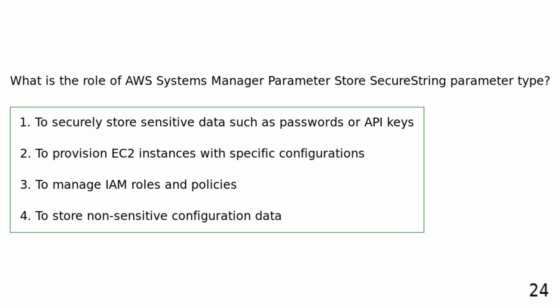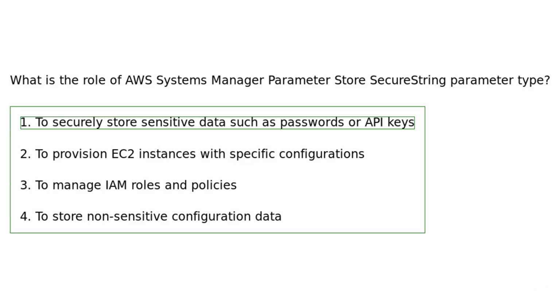What is the role of AWS Systems Manager Parameter Store Secure String Parameter Type? To securely store sensitive data such as passwords or API keys. To provision EC2 instances with specific configurations. To manage IAM roles and policies. To store non-sensitive configuration data. AWS Systems Manager Parameter Store Secure String Parameter Type is used to securely store sensitive data such as passwords, API keys, or any other confidential information, ensuring that it is encrypted at rest and in transit.